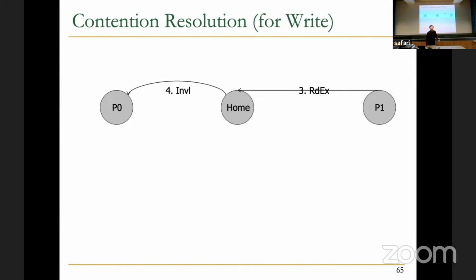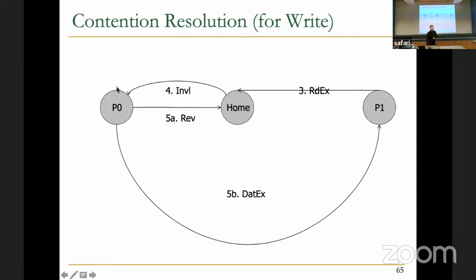It's asked for the read. The home node now says, processor 0 has the data exclusively because I granted it earlier. It asks for invalidation of processor 0. And then it can do something like this: give me the data back, acknowledge it, and also give the data back over here. Or don't give me the data back; acknowledge the revision in this particular case, and send the data exclusively to processor 1.